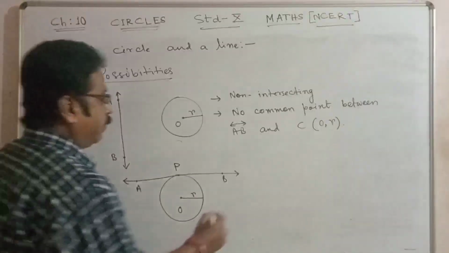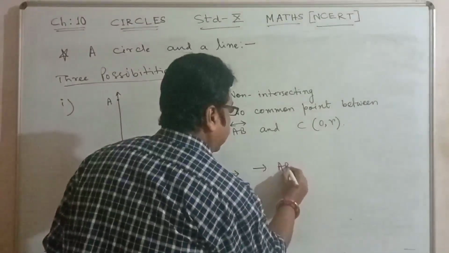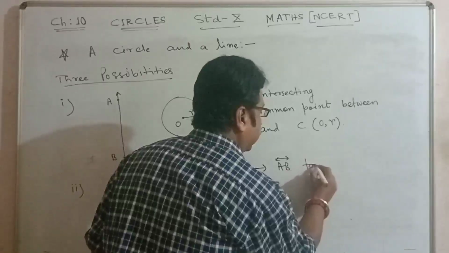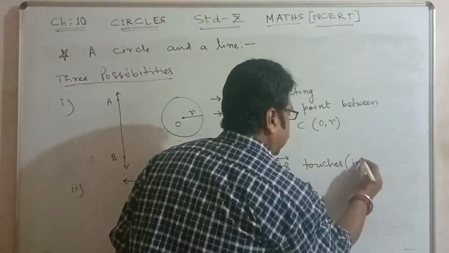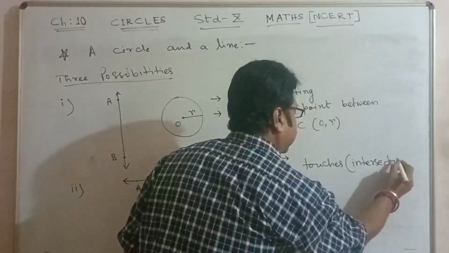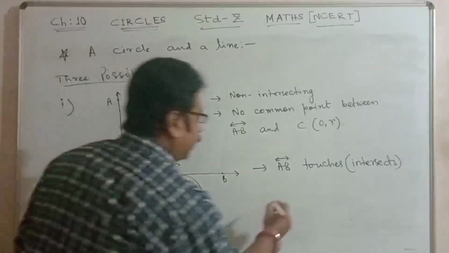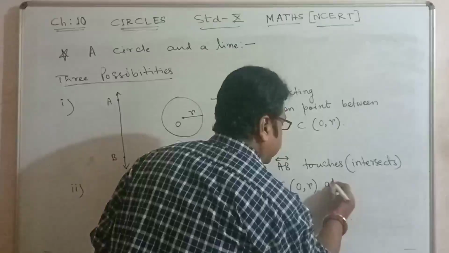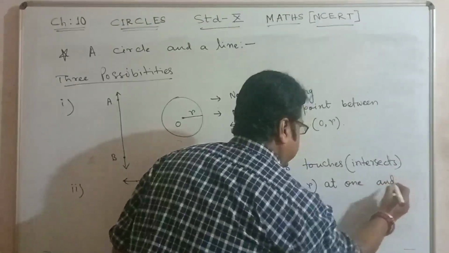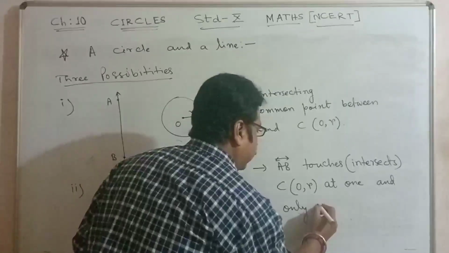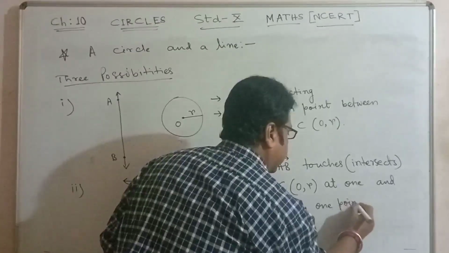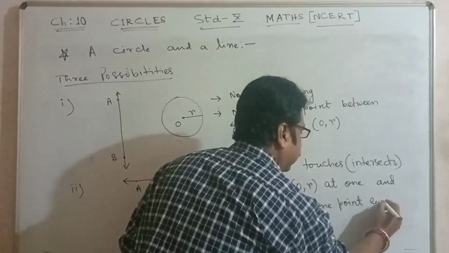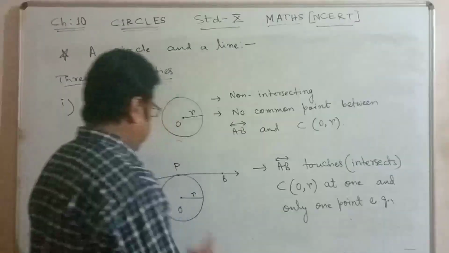For this case, AB touches or intersects the circle COR at one and only one point, namely the point is P.